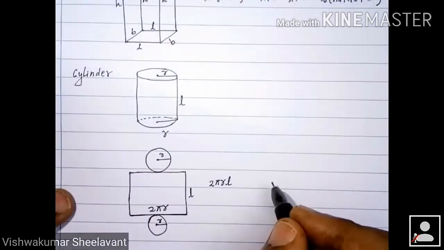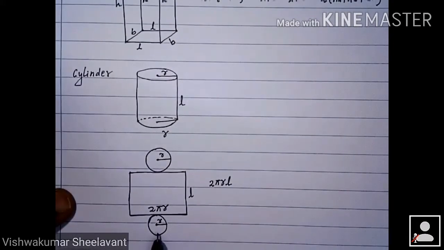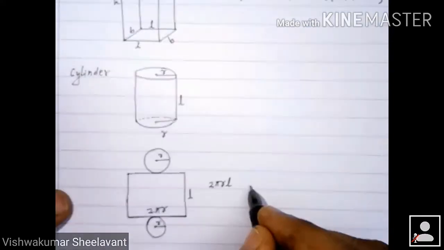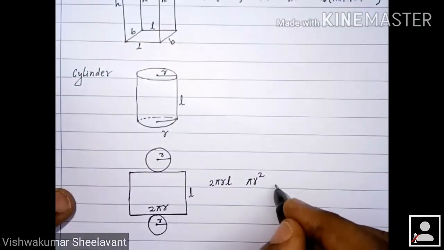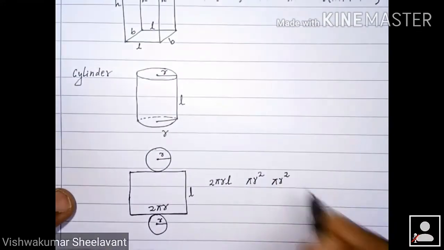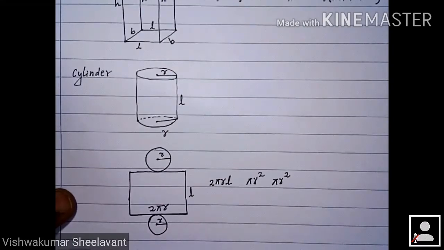What is the base area? Base is a circle, pi r square. Top is also a circle, so we will have pi r square. If we add all these, you will get TSA of cylinder. Can you add all these and give me the result?